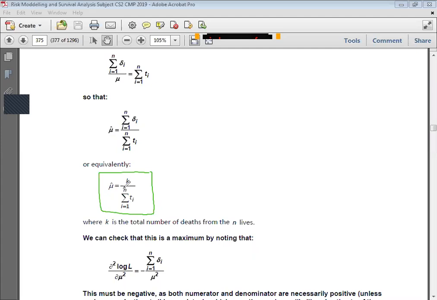So again, remember what we did. We assumed a functional form a priori, and then we rewrote our hazard function and the survival function in terms of the parameters that we have chosen. And here we only have one parameter, which is mu.